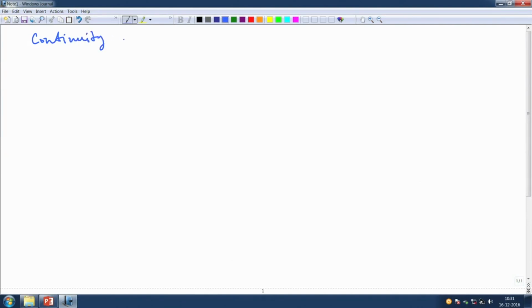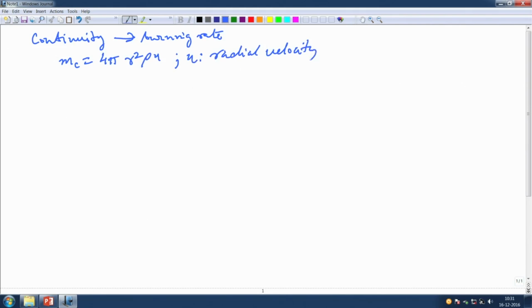Okay. So, from the continuity you basically get the burning rate of the flame. The burning rate of the flame will be actually interesting. It is given as m_c = 4 pi r square rho u, where u is basically the radial velocity. We will go a little fast because you already have seen some of these equations earlier in different forms.